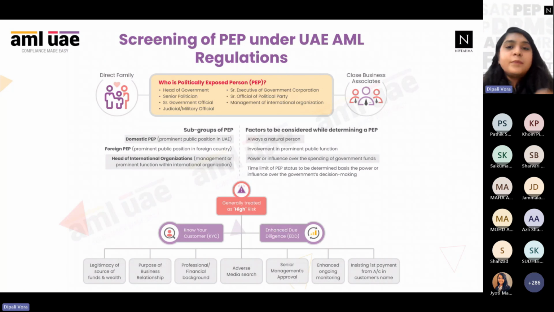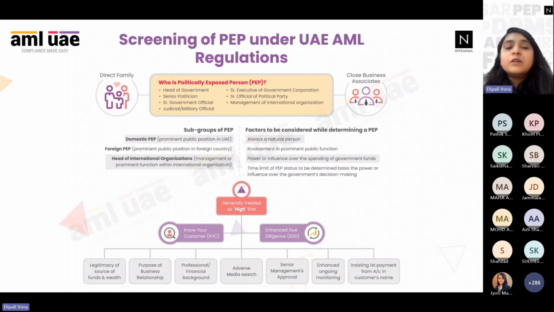If there's a politically exposed person, he himself is definitely included in the definition of PEP, but so are his direct family members, that is spouse and children, and close business associates, like those with whom they have business arrangements or a partnership, or have formed a company and are doing some business.